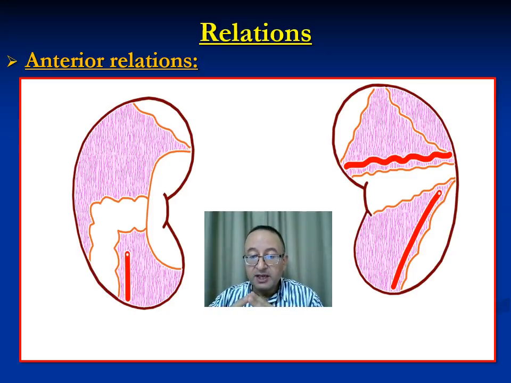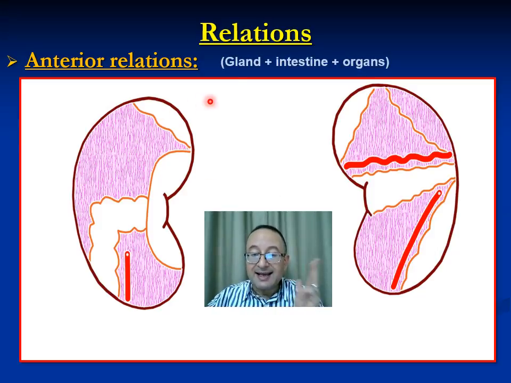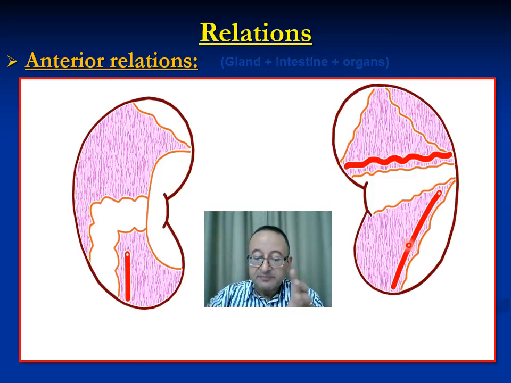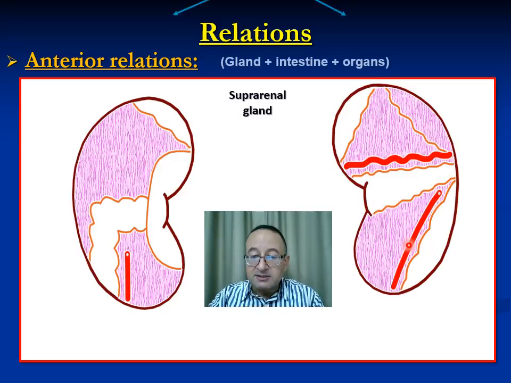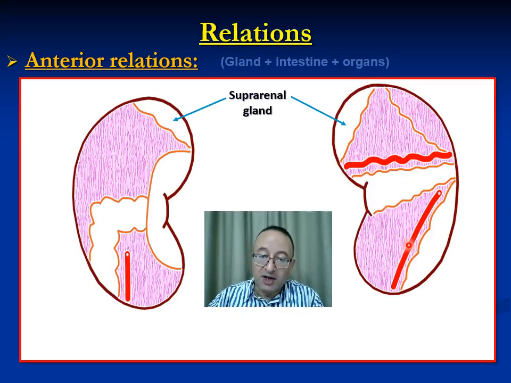What is this rule? Each of the right or left kidneys is related to gland, parts of the intestine, and organs. We can apply this now. By this arrangement, the upper and medial part of both kidneys is related to the suprarenal gland. So I have finished the first item. I'll shift to the second item, which is intestine. Yes, the first part is also similar on both sides.